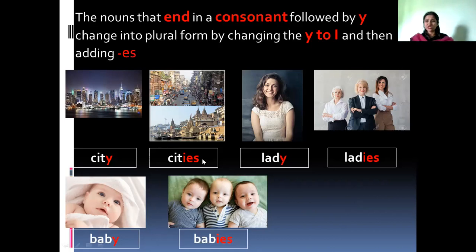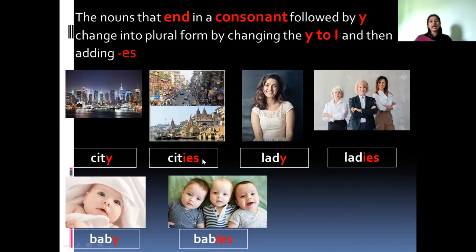Lady. Before Y, check which letter is there. It is D. D is a consonant, not a vowel. So drop that Y and join IES. L-A-D-I-E-S, ladies. Baby, babies. The last letter is Y, but before Y, a consonant is there. Then drop that Y and join IES.